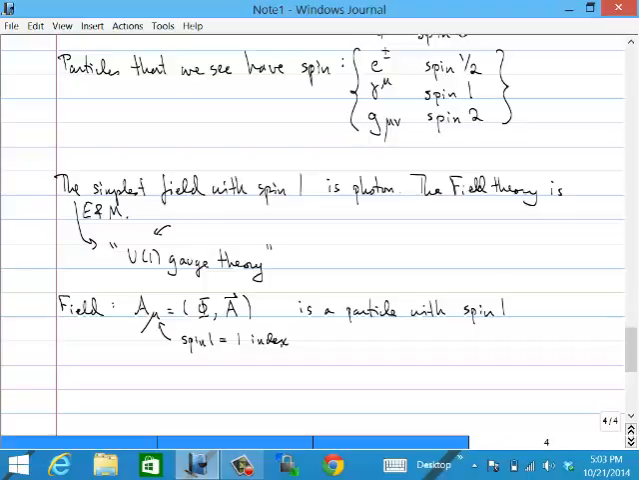A scalar field is called a spin 0 particle because the field phi has no indices. A graviton is called spin 2 because g mu nu, the metric, has two indices. And an electron is called spin 1/2 because an electron has half an index. Okay. That was a joke.